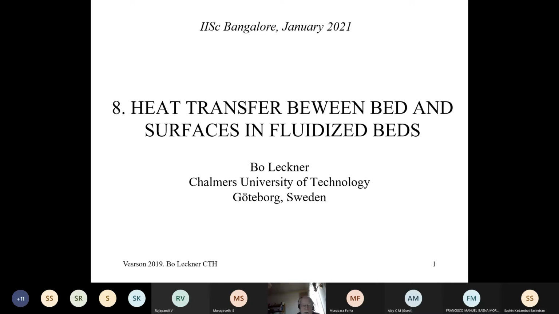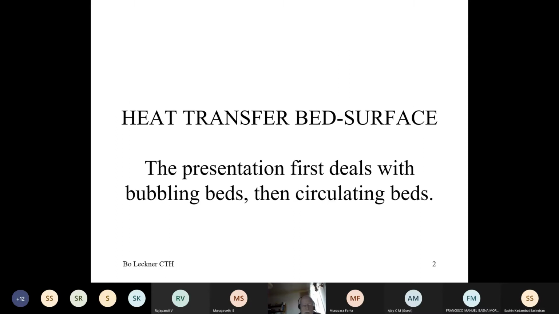Today we have two lectures on heat transfer, two different aspects of heat transfer. One is heat transfer to surfaces in the fluidized bed, and the other is heat transfer to particles in the fluidized bed. So let's start with this first lecture on heat transfer between bed and a heat transfer surface in the bed. This presentation starts first with bubbling beds and then goes into the circulating beds.